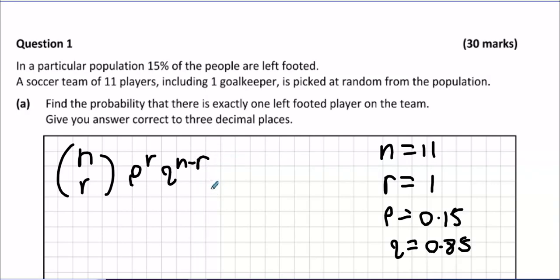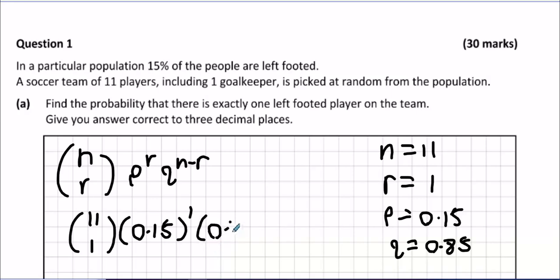p to the power of n minus r. And we go, it's 11 choose 1, 0.15 to the power of 1, and then 0.85 to the power of 10. 1 and 10 has to add to 11, and what you should get is an answer of 0.325.